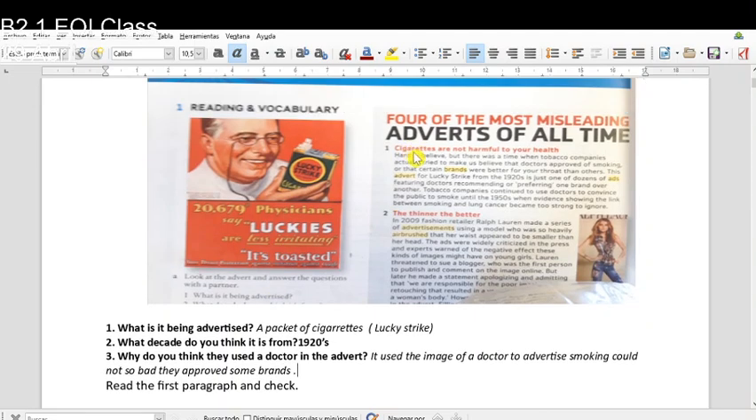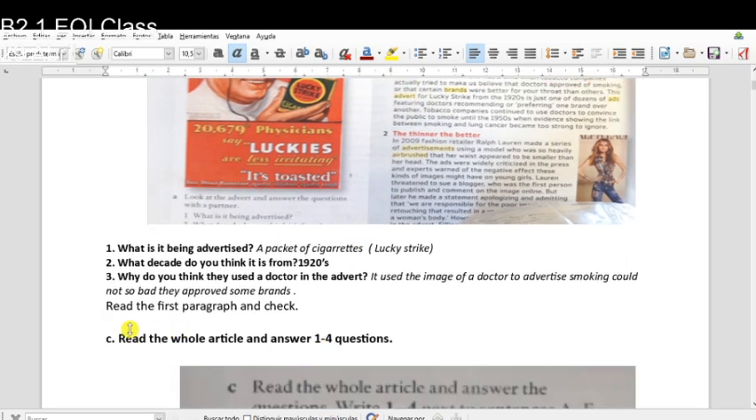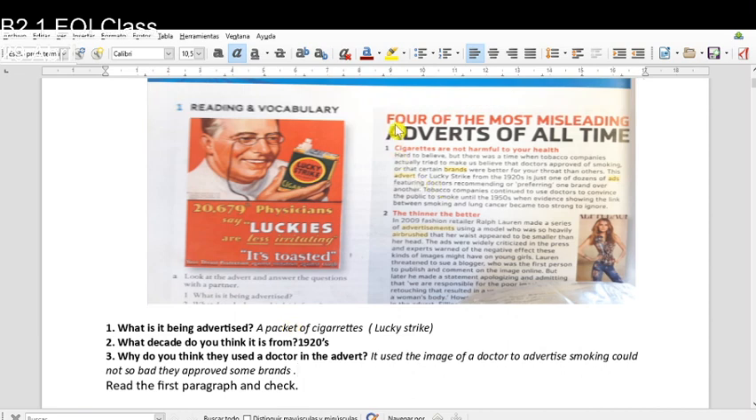We are going to read the first paragraph. It says read the first paragraph and check. Then, four of the most misleading adverts of all time. Misleading es engañoso. Hay muchos anuncios engañosos. Number one says, cigarettes are not harmful to your health.